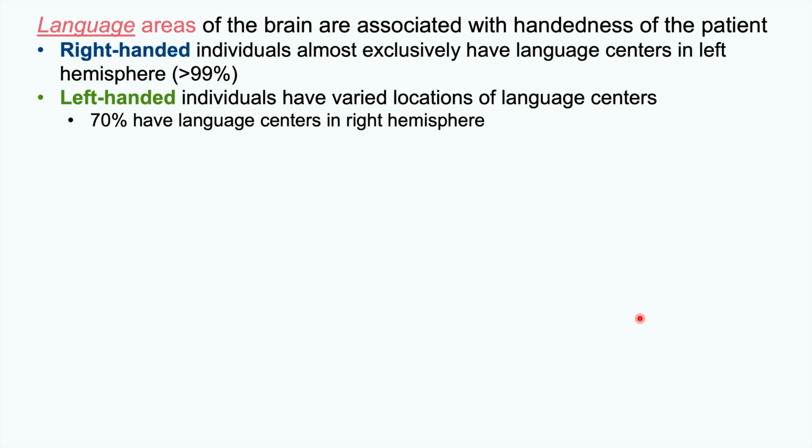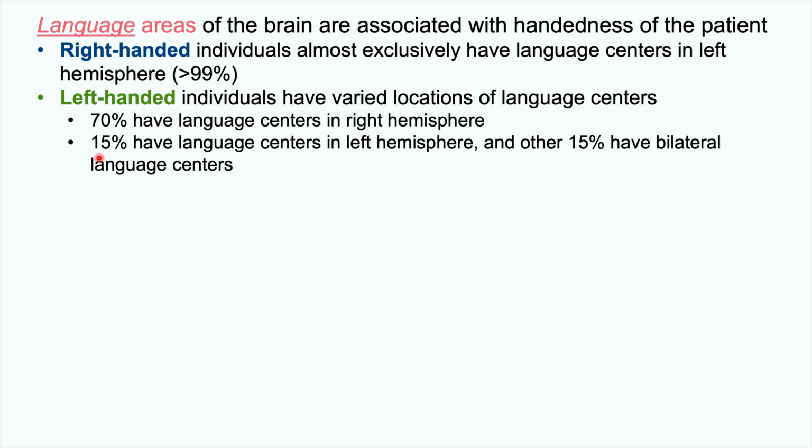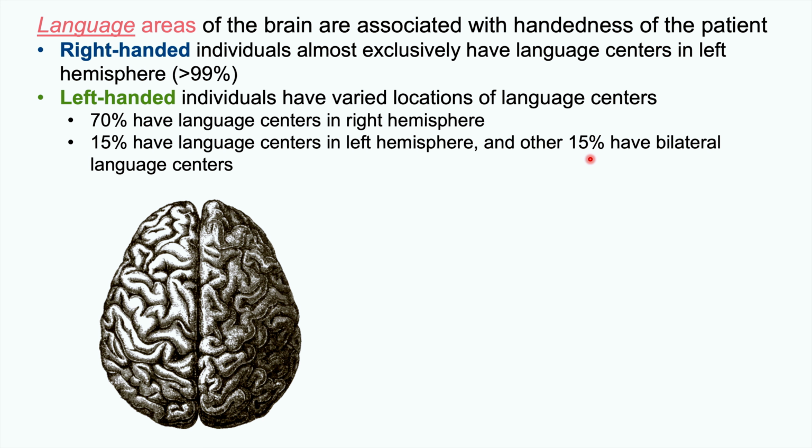For instance, 70% of left-handed individuals are going to have it in their right hemisphere. So this is very interesting. We see that the majority of left-handed individuals are going to have it in the right hemisphere. It's going to be on the opposite side. But in 15% of left-handed individuals, it's going to be in the left hemisphere. It's going to be the same as those right-handed individuals we talked about before. And then the other 15% are going to have it bilaterally. They're going to have it in both hemispheres, both right and left. So the language centers are going to be shared between both hemispheres. Very interesting. So if we look at the brain, here is the right hemisphere and here's the left hemisphere.